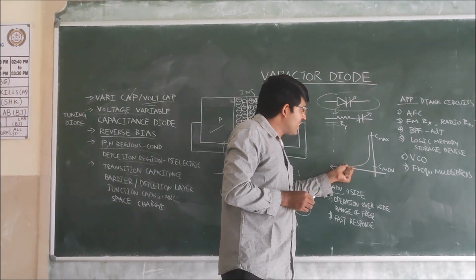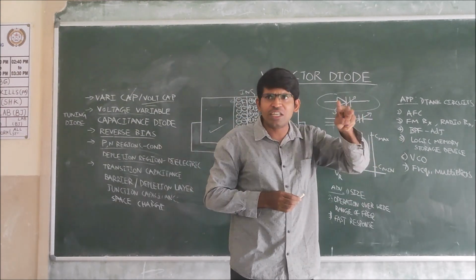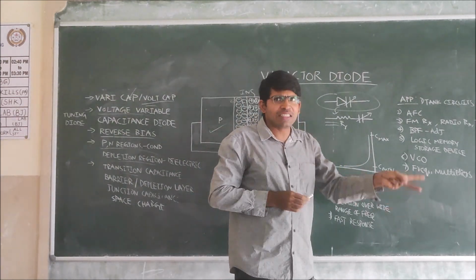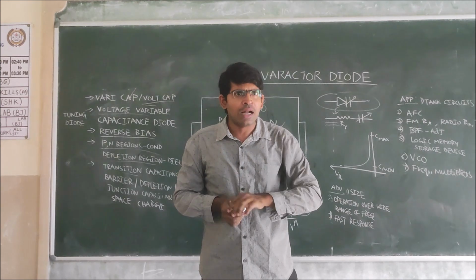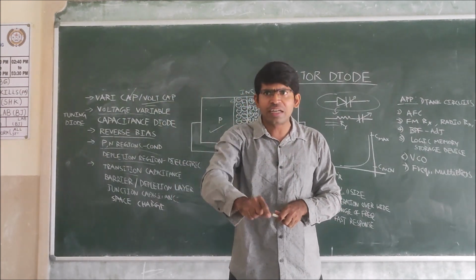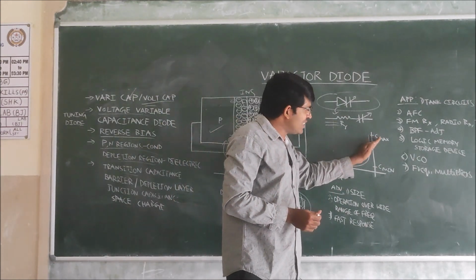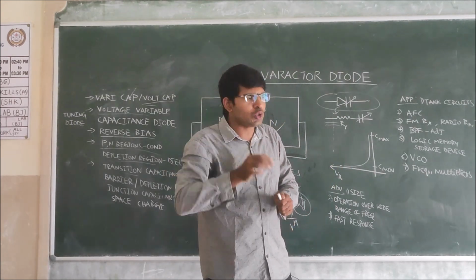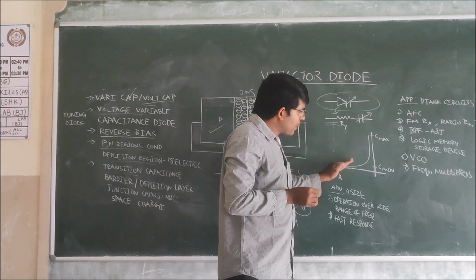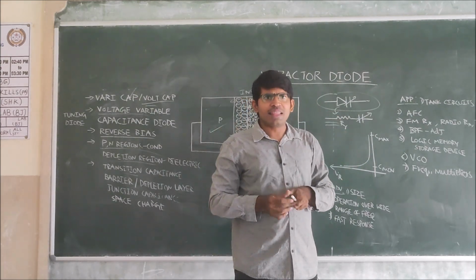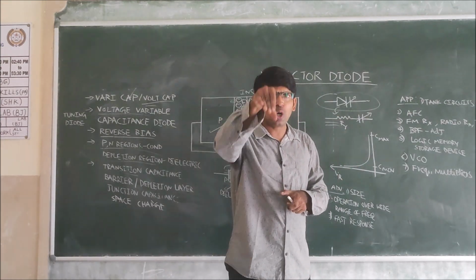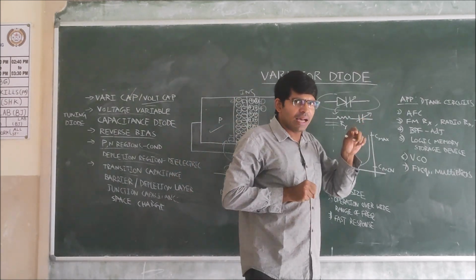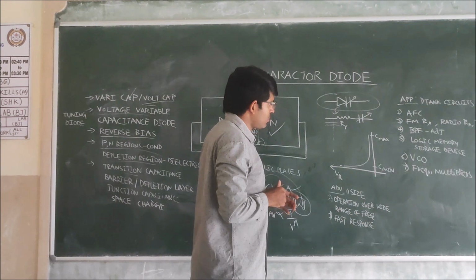Why are we drawing this diagram in the second quadrant only? Because the voltage we have supplied is the negative voltage. By changing the negative voltage, you are changing the capacitance. The more negative voltage you are giving, the minimum capacitance you are getting. The capacitance is in the control of the voltage, and we are drawing that in the second quadrant.